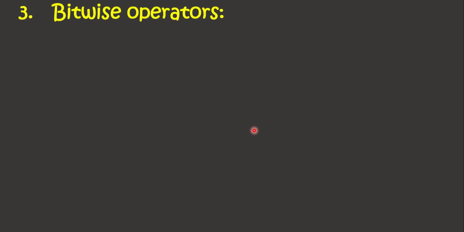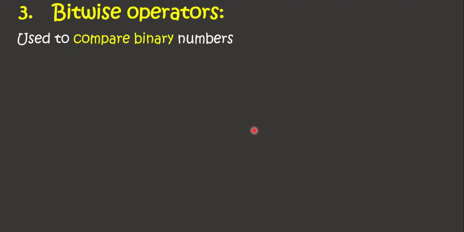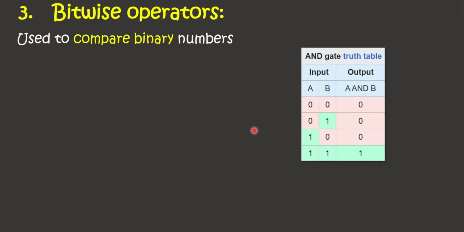So the next operator is the bitwise operator. It is used to compare binary numbers. In order to understand bitwise operators, you need to understand AND gates, OR gates, NOT gates, and NOR gates, all of those gates. If you are familiar with this, then that's a good thing. Otherwise, say there are two statements as an input, first is A and second is B. If the first value is 0 and the second value is 0, then the output is going to be 0.